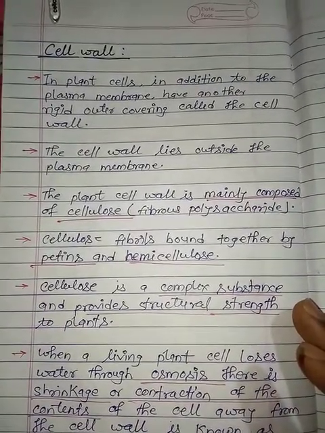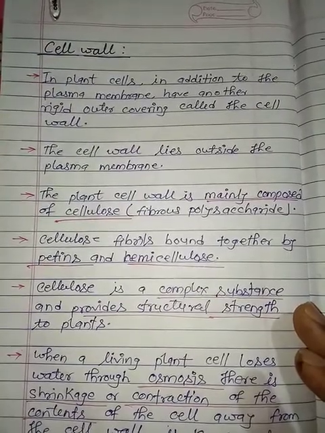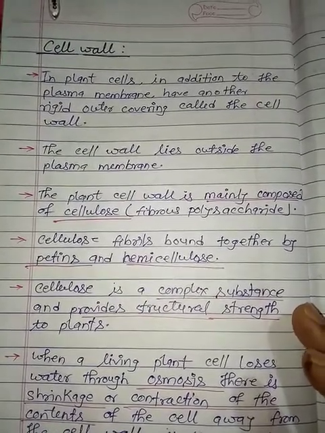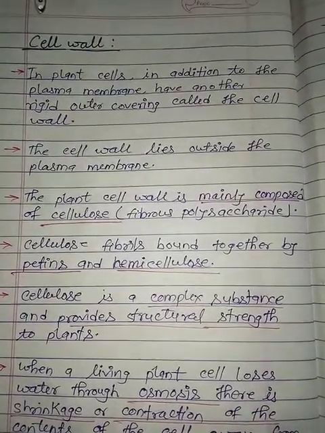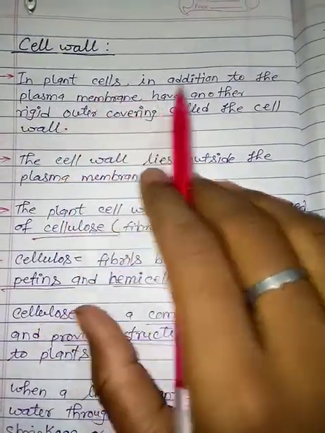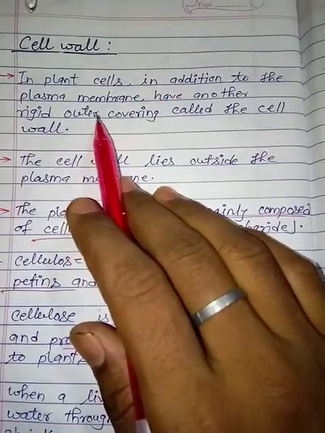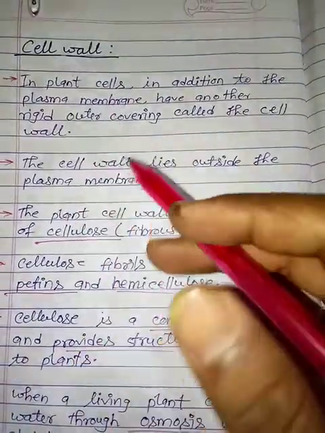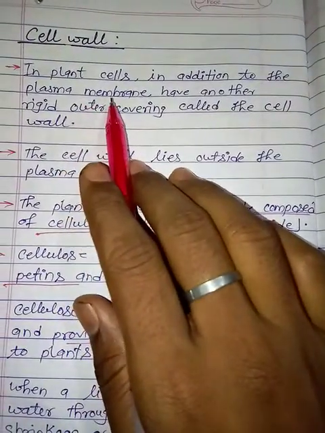Good morning, dear students. Now we are going to discuss the cell wall. In this section, we are going to discuss how the plant cell is made up. This is the plant cell, in addition to the plasma membrane. Later we are going to discuss the components of the cell wall, and before that we are also going to discuss the plasma membrane.